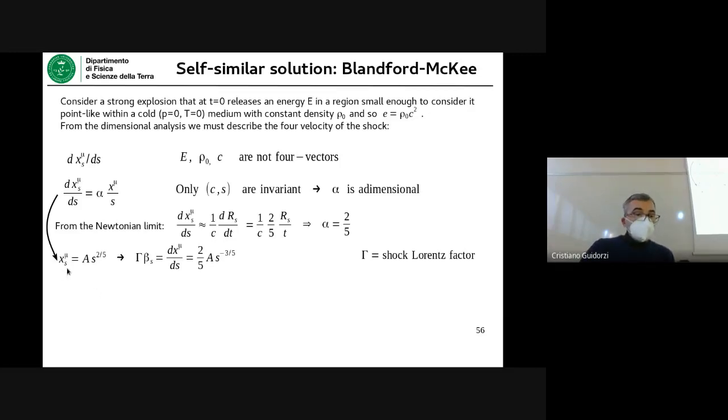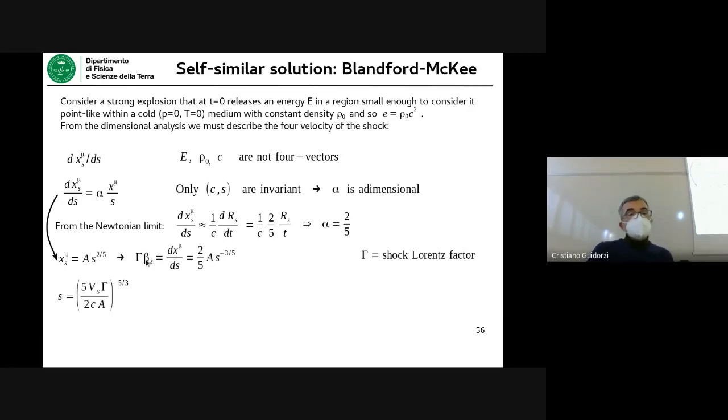Now, if I differentiate this quantity, the four-vector which describes the space-time vector associated with the shock, with respect to s, the Lorentz invariant scalar, this is by definition the four-velocity. If you remember, the four-velocity along the direction of motion is gamma beta. So gamma beta_s, where beta_s is the shock velocity over c and gamma is the Lorentz factor of the shock, is the derivative of this. So 2 over 5 A, where A is a generic constant, times s to the 2/5 minus 1, so minus 3/5. Just calculate the derivative. But I know that the derivative is the four-velocity, and the four-velocity along the direction of propagation is just gamma beta.